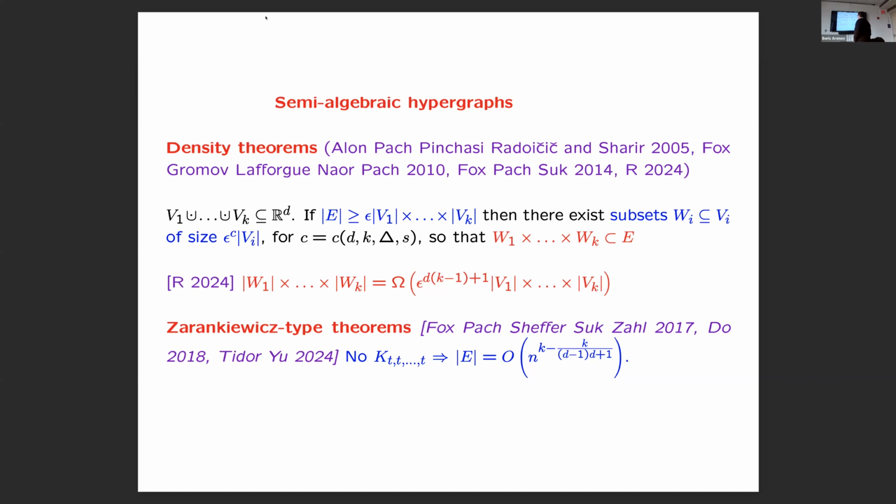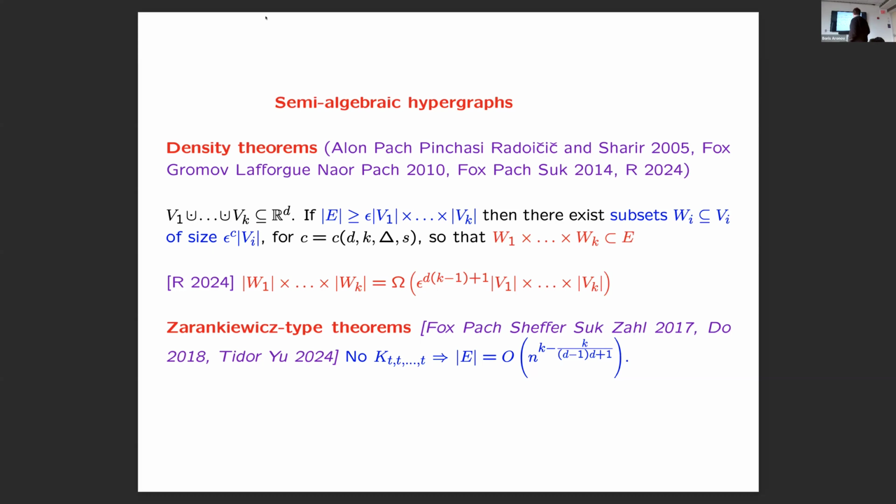And one cannot pass without mentioning all the Zarankiewicz type problems, which have been extensively studied, and I direct you to look into a recent survey by my colleague Shahar Smorodinsky from Ben-Gurion University.